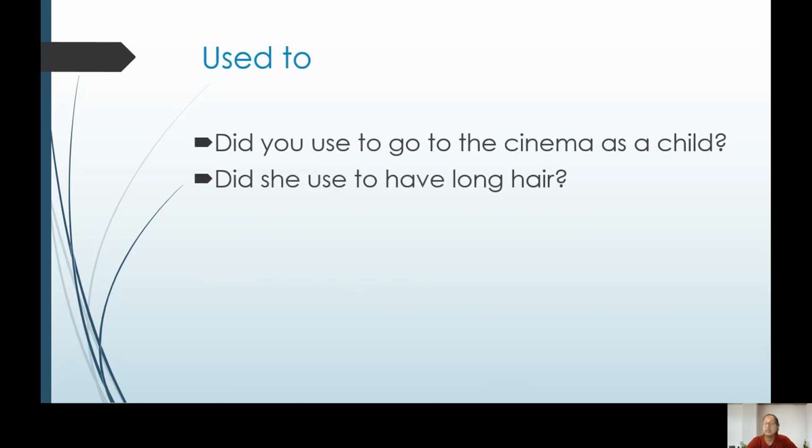Here are some question examples. Did you use to go to the cinema as a child? Did she use to have long hair? Similarly, we have did, followed by the subject, and then use to, and then the infinitive. Again, we don't need a D on the end of use because did is already in the past.